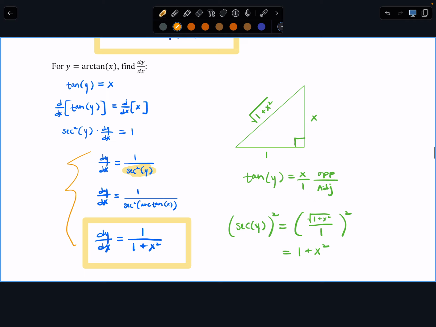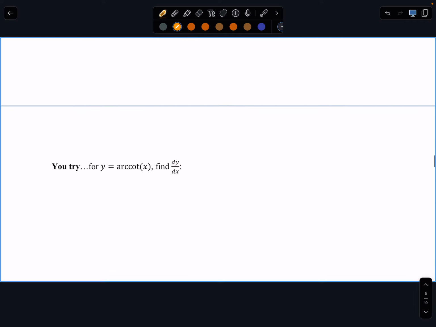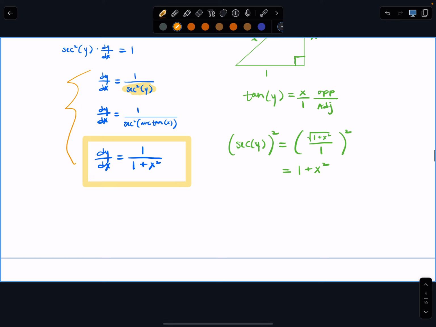Okay, in the same way, because we would be using the same approach for finding the derivative of arc cotangent, I'm going to give you a little spoiler. The derivative of arc cotangent is just the opposite of the derivative of arctan, in the same way that the derivative of arc cosine was just the opposite of the derivative of arc sine.